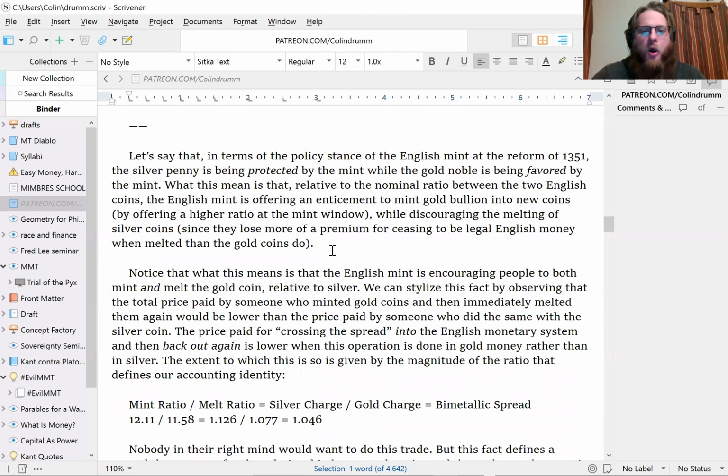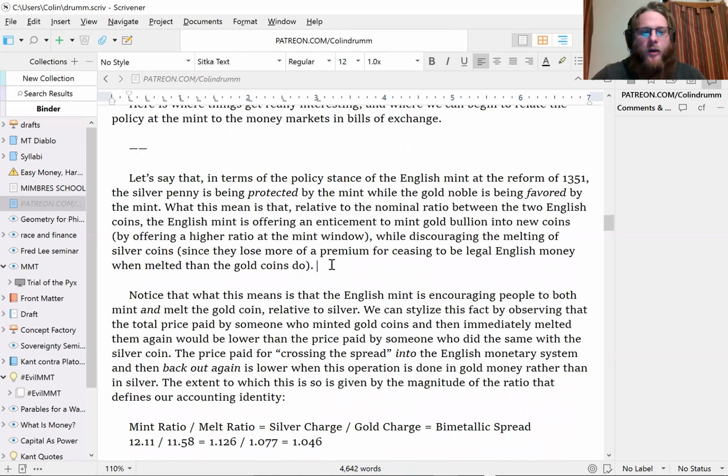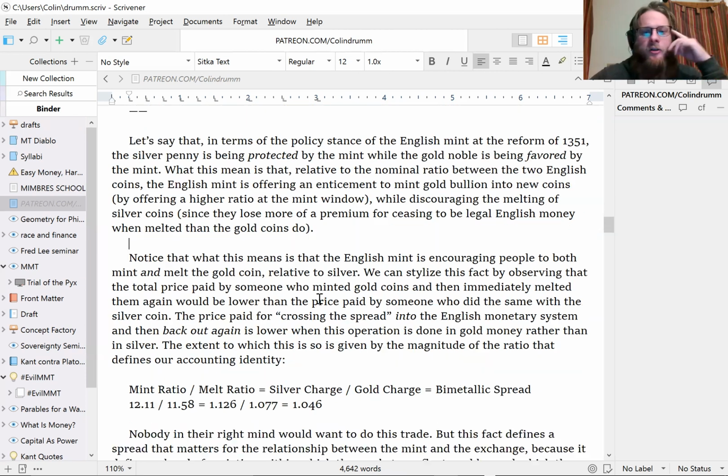Okay, so to see this, let's make up some words to distinguish these ambiguous concepts. Let's say that in the 1351 system, the silver penny is being protected by the mint. Because it's protected, you pay a penalty when you melt it, because all of that magic legal premium goes up in smoke, while the gold noble is being favored by the mint, so you're being encouraged to mint it. So one coin's protected, the other coin's favored. What this means is that relative to the nominal ratio between the two English coins, you're enticed to mint it, and you're discouraged from melting it.